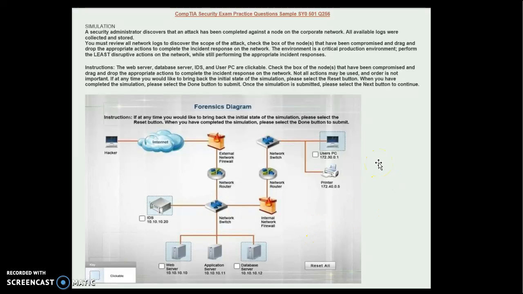Alright, here we have another simulation. A security administrator discovers that an attack has been completed against a node of the corporate network. All available logs were collected and stored. You must view all the network logs, discover the scope of the attack, check the boxes of the nodes that have been compromised, and drag and drop appropriate actions to complete incident response. In this critical production environment, perform the least disruptive actions on the network while still performing the appropriate incident response. So web server, database server, IDS, and user PCs are clickable. Check the box of the nodes that have been compromised and drag and drop appropriate actions. Complete the incident response. Okay, it's kind of self-explanatory from that.